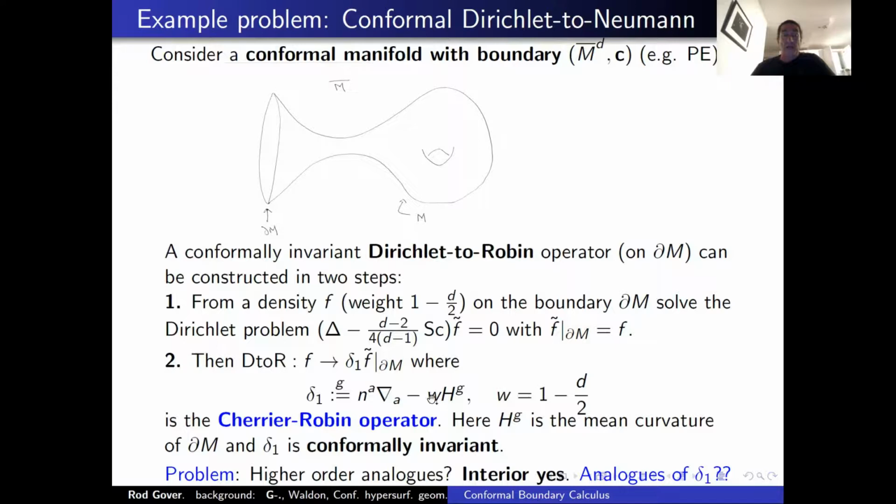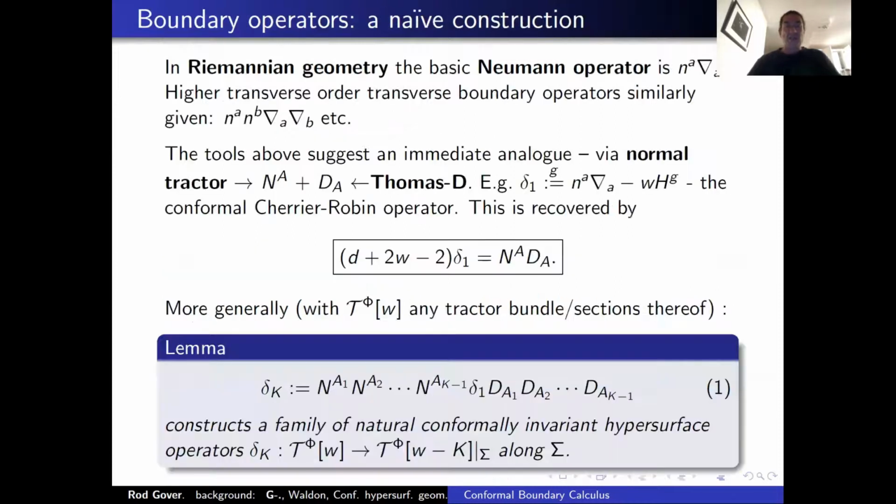But what about this boundary Robin operator? Can we make analogues of that? So that's what I want to talk about now, and then the application of it. Checking time. Okay, so first of all, there's a way to do this quite naively.